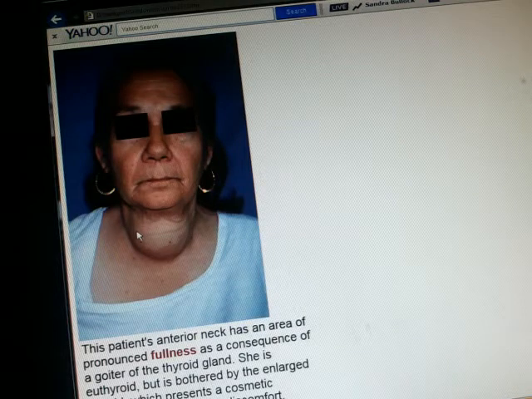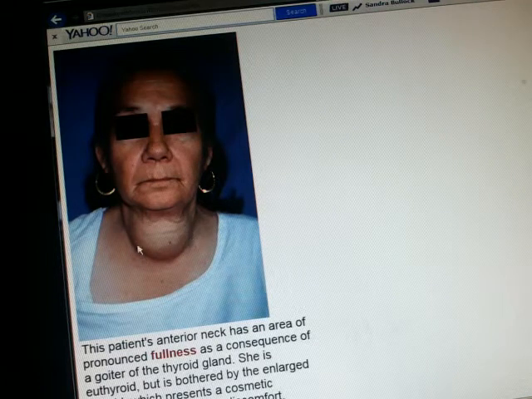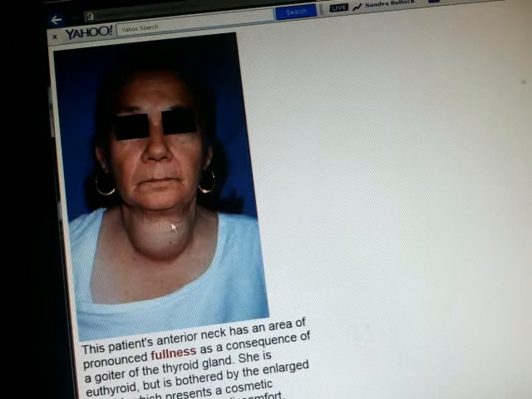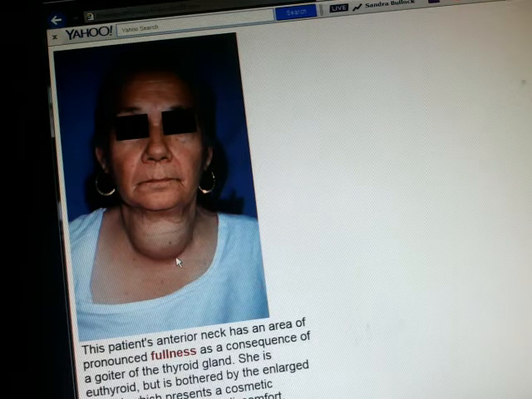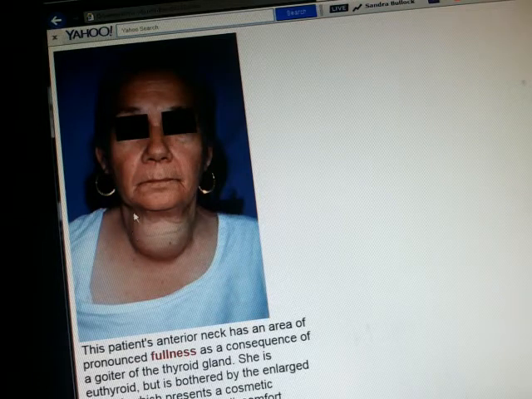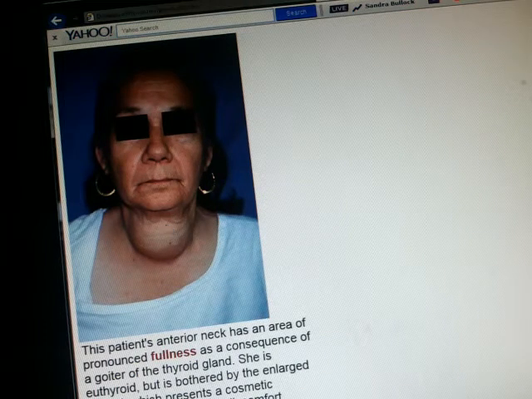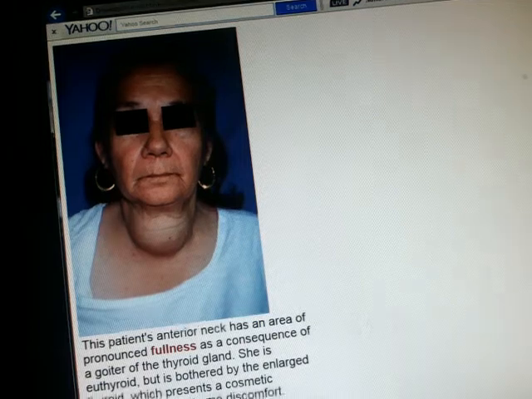This lady complained of anterior neck swelling here or fullness due to a goiter or enlargement of the thyroid gland. She is euthyroid because there are no symptoms of hyperthyroidism, but the only complaint is the enlargement and disfigurement of her neck. So the management will be surgical excision of the gland, just for cosmetic purpose. There's no other clinical indication other than cosmetic purpose.